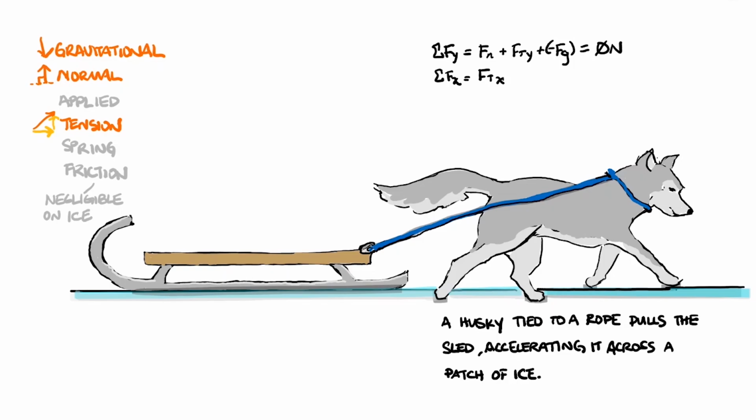Let's draw this out. We have the gravitational force downwards, the normal force upwards, and the tension force at an angle upwards to the right. When we draw this free body diagram, we must pay close attention to the magnitude of the vectors. The magnitude of the vertical vectors pointed upwards must total the magnitude of the vertical vectors pointed downwards in order for the sled to maintain constant vertical velocity.